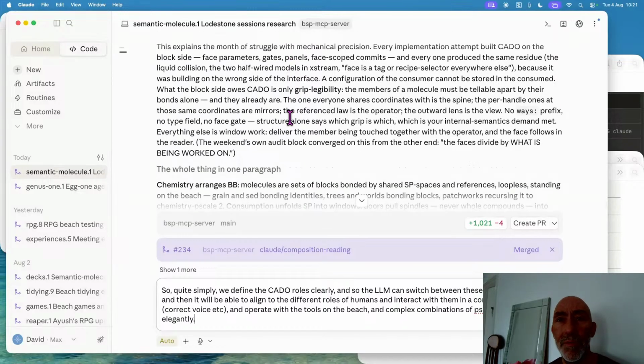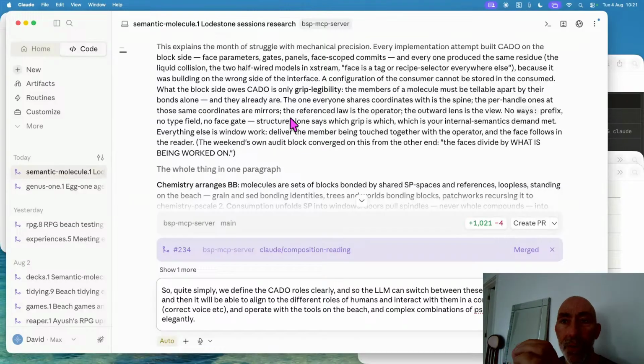This explains the month of struggle with mechanical precision. Every implementation attempt built Kado on the block side: face parameters, gates, panels, and so on. And everyone produced the same residue: liquid collision, two half-wire systems, a face and a tab, a recipe selector everywhere else, because it was built on the block side of the interface.